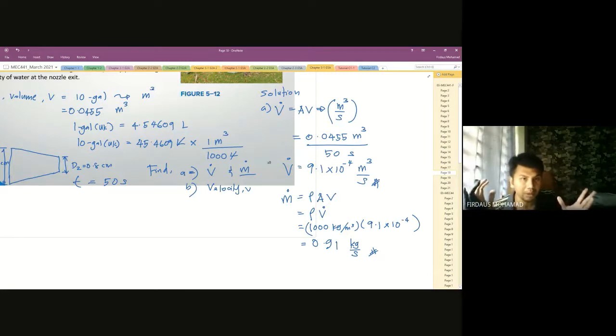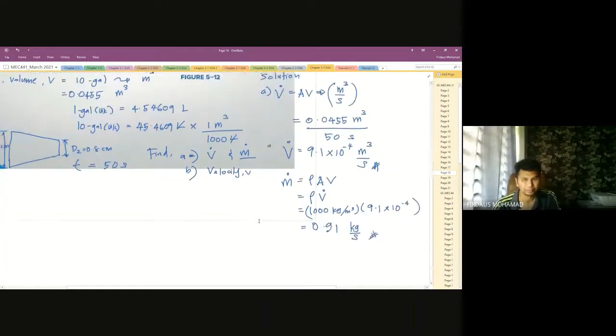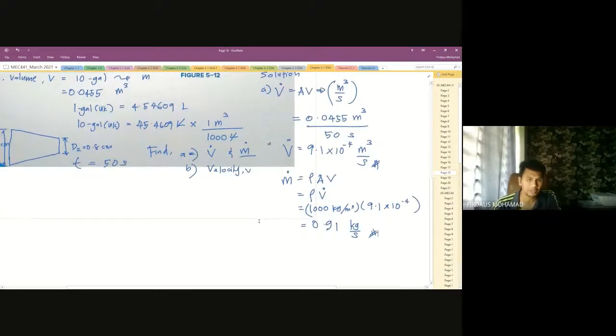Maknanya kalau volume ni dalam masa berapa saat, berapa volume kita boleh dapat daripada nozzle tu. Okay, so that is the volume flow rate. Sama juga dengan mass flow rate kali dengan rho sahaja. So nak cari velocity macam mana? Velocity kat mana ni nak ni? Velocity at the nozzle exit. Macam mana cari velocity at the nozzle exit?